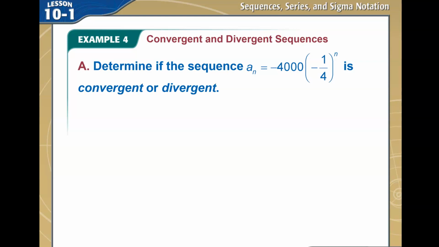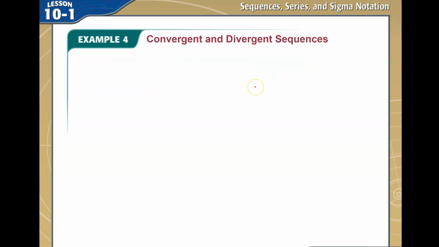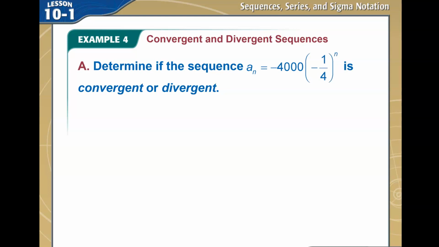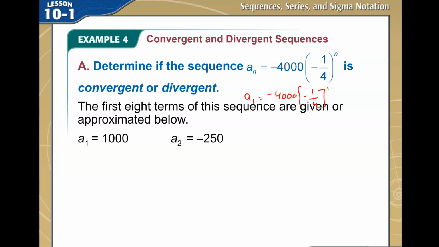Okay, so what do you do? You substitute the value of n in this one. When the nth term is not given, you substitute n values one by one. So first you find a1, you replace n with 1, negative 4000 times negative 1 over 4, and n is 1. Now negative 1 over 4 to the power of 1 stays the same, times 4000. Now look, what do you get? You will get 1000. Second term, you do the same thing, you replace n with 2, then 3.